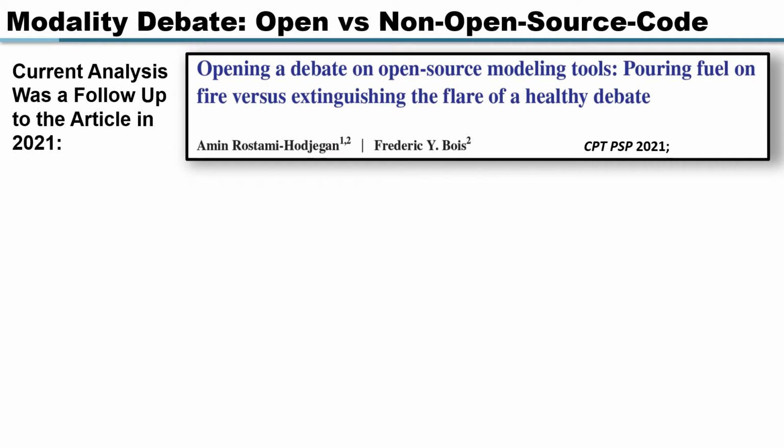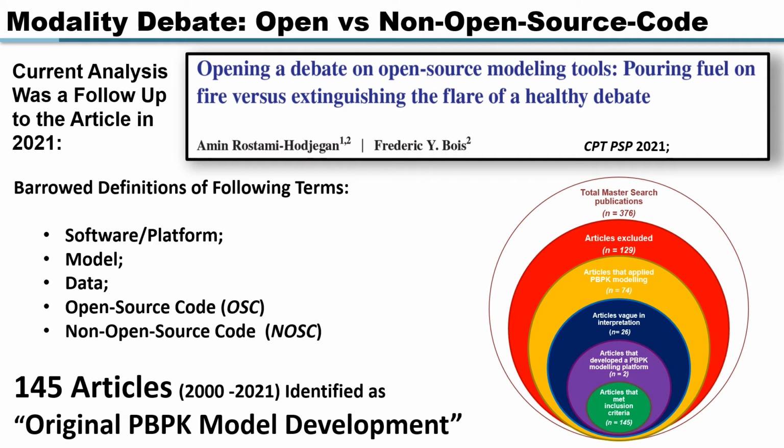The research that I'm going to share with you, an analysis of the literature, is a follow-up to the debate piece published in CPT-PSP in 2021, and apparently was one of the highest cited within that journal in 2021. All the definitions of software, platform, model, data, open source code versus non-open source code platforms are taken from that article. And in this piece of research, we identified 145 reports as original PBPK model development pieces and followed their citations.